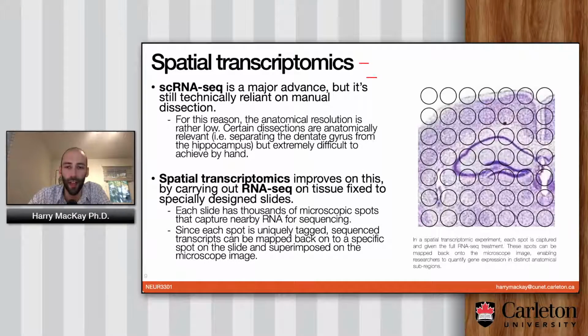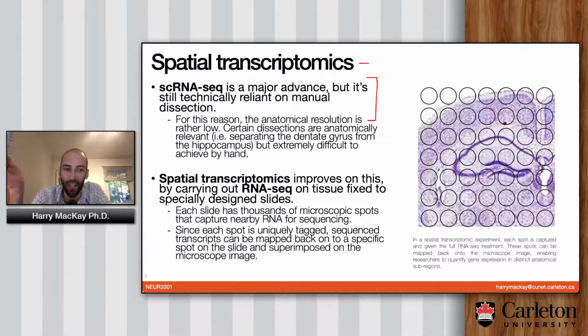So single-cell RNA-seq, which we talked about last time, was a major advance. It allows you to basically do a high throughput classification of cell types on the basis of their gene expression patterns. However, the anatomical resolution is rather low, because ultimately what you're doing is micro-dissecting out a certain part of the brain that you're interested in, and separating all the cells and doing the sequencing on them. And some dissections are very relevant to people's curiosities about anatomy, but very difficult.